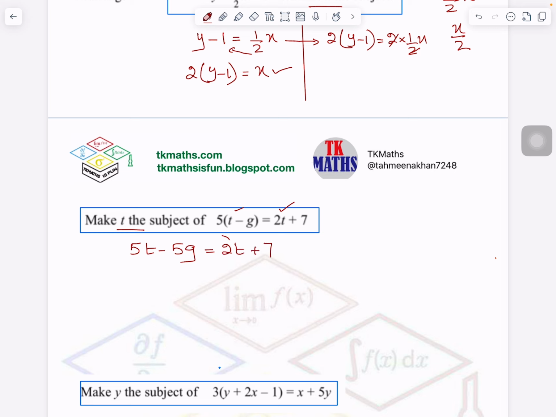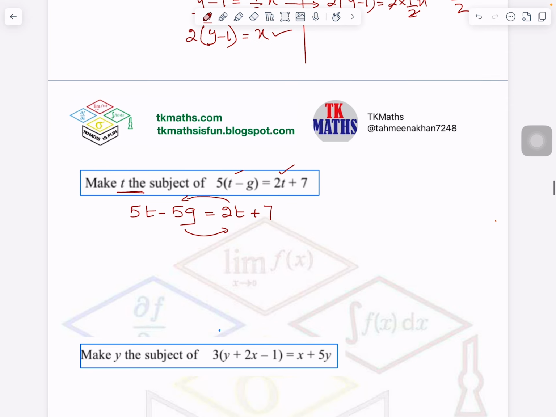Now this t I will bring to this side and this 5g I will bring to this side. Why am I doing this? As I have to make t the subject, all the terms which have t should be on one side, right? So I will do 5t minus 2t. Why minus? Because on this side it has a plus sign, is equal to 7. 7 has a plus sign, so it will remain 7. But 5g, when it goes to the other side, will become plus 5g, as it is minus 5g here. So 5t minus 2t is 3t, is equal to 7 plus 5g.